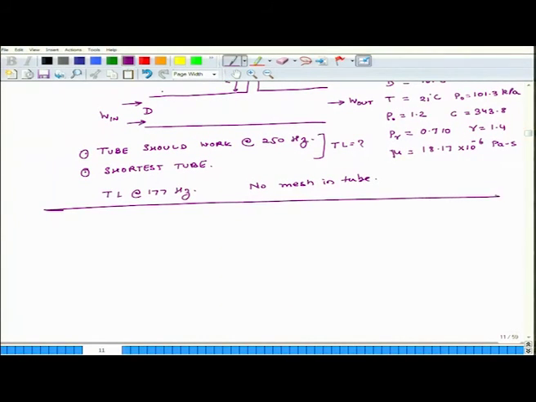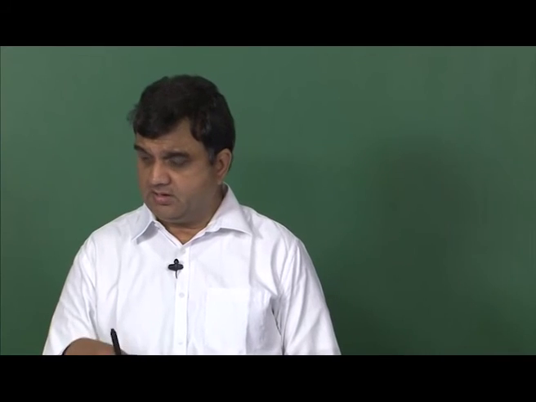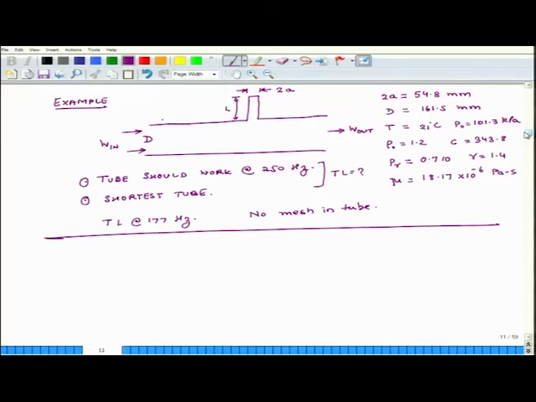So, we have set up the problem and we have barely a minute or so left today. So, we will close for today, and tomorrow we will again revisit this problem and we will quickly solve this problem and move on. But this is the overall problem formulation, and we want to calculate the transmission loss at 250 hertz and 177 hertz, and it should have its maximum transmission loss at 250 hertz. So, that will help us define the length of the tube.